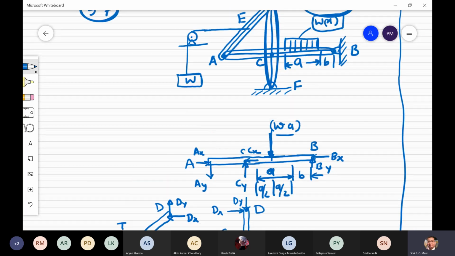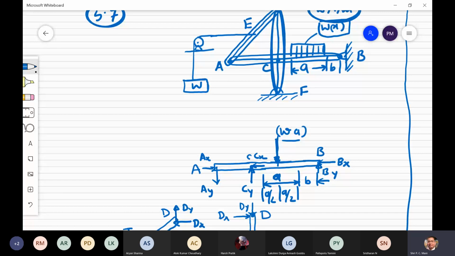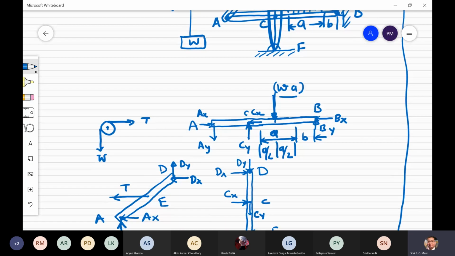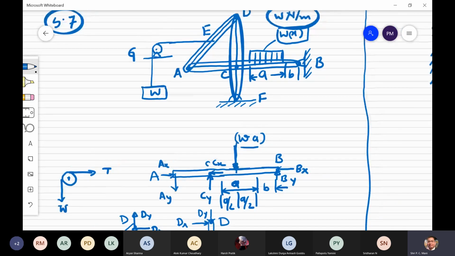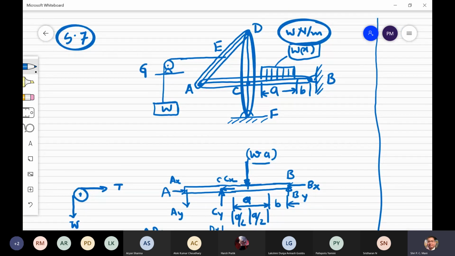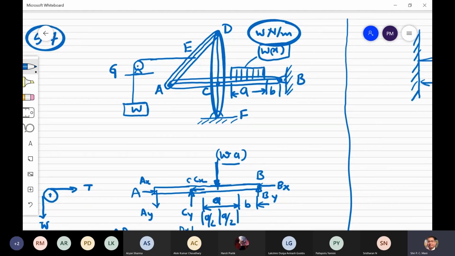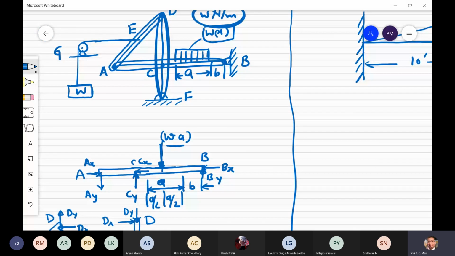And the pulley is there, say G pulley. So the G pulley is there, this will be tension, and this will be the weight W. This is the free body diagram of this one. This was question 5.7.